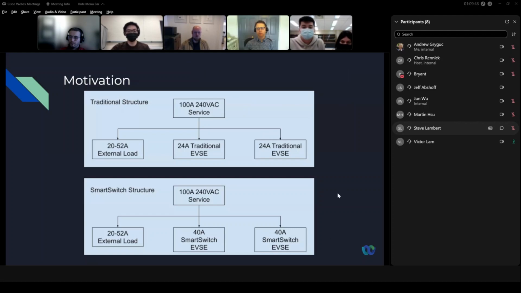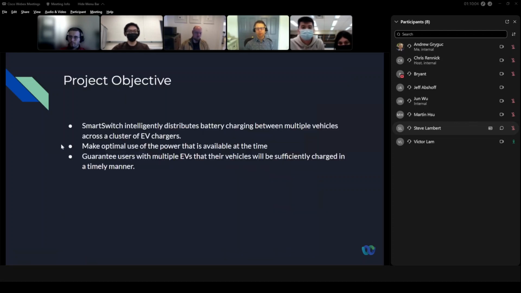So what we're looking to do is create a smart load balancing electric vehicle charger that allows us to use the maximum remaining current that your house is not using and dynamically allocate it to any EVSE nodes that you have on your network at the moment. Our product, Smart Switch, intelligently distributes battery charging between multiple vehicles. This will make optimal use of the power available at the time, and it guarantees users with multiple EVs that their vehicles will be sufficiently charged in a timely manner.